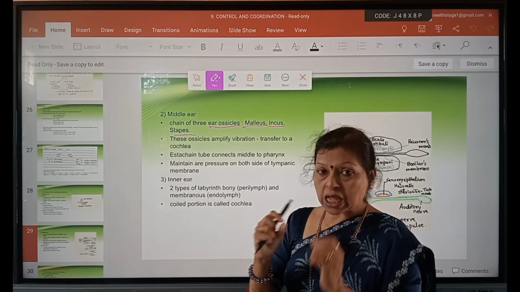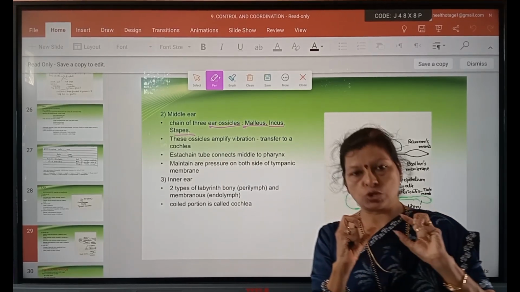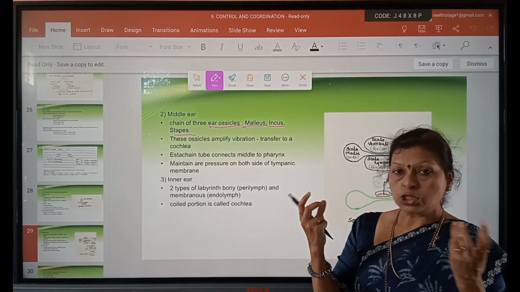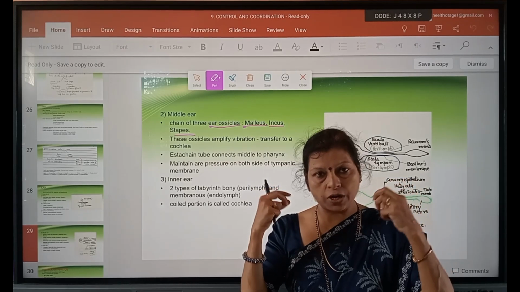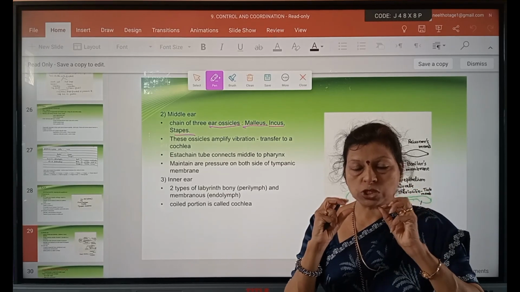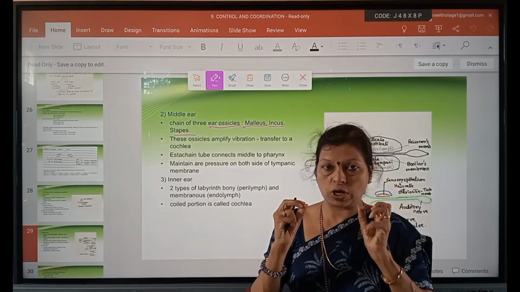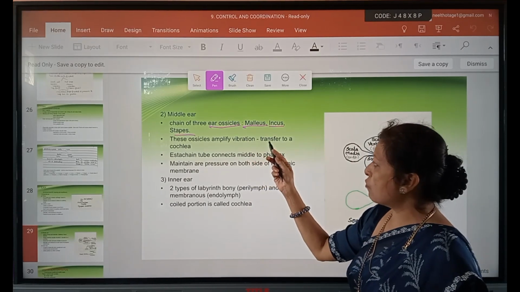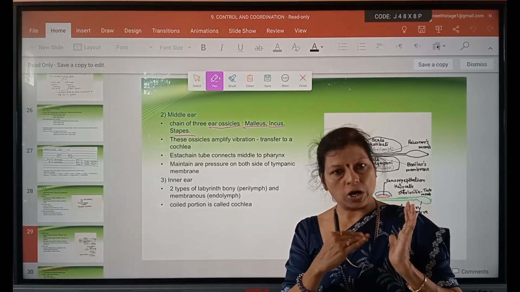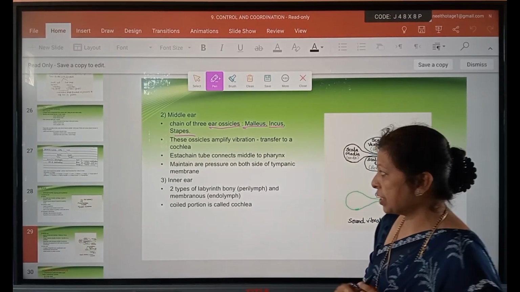Now, what is the function of these ossicles? They are used to amplify the vibration. The sound vibrations which are coming to the ear are amplified, which means the sound is increased. That is called amplification. They amplify the vibration and transfer it to the cochlea. That cochlea is the part of the inner ear.